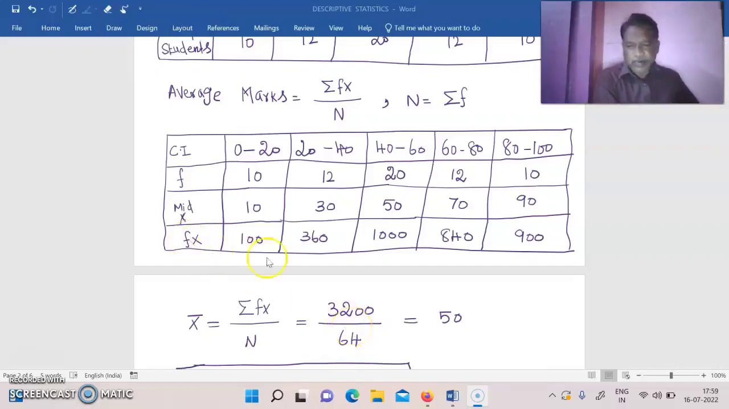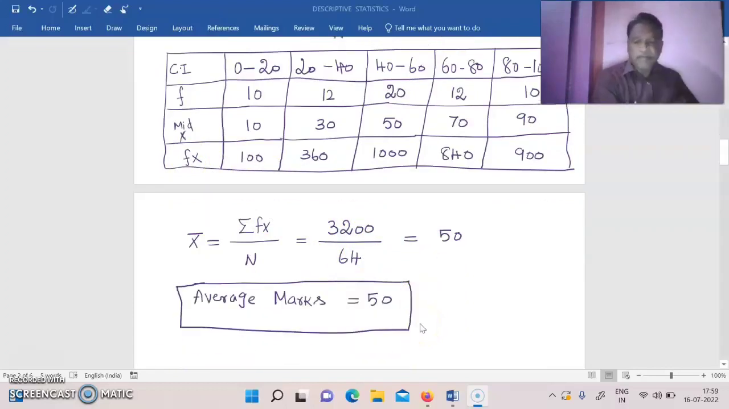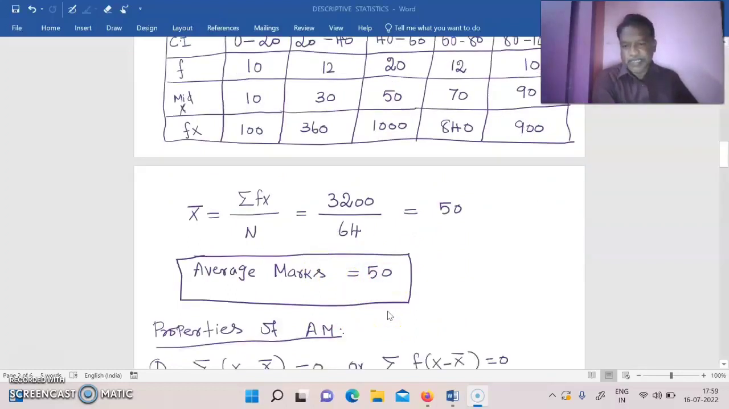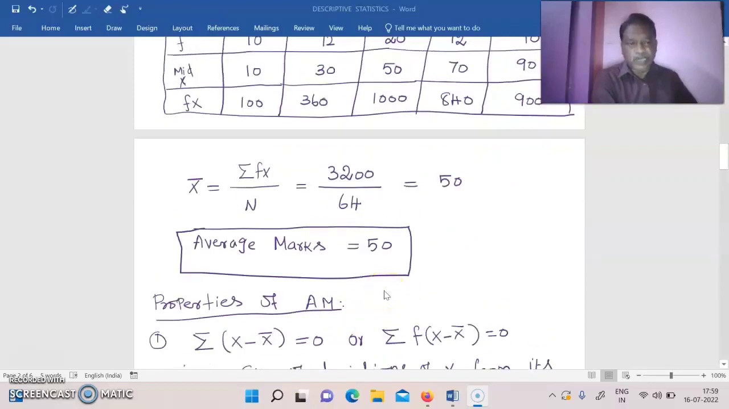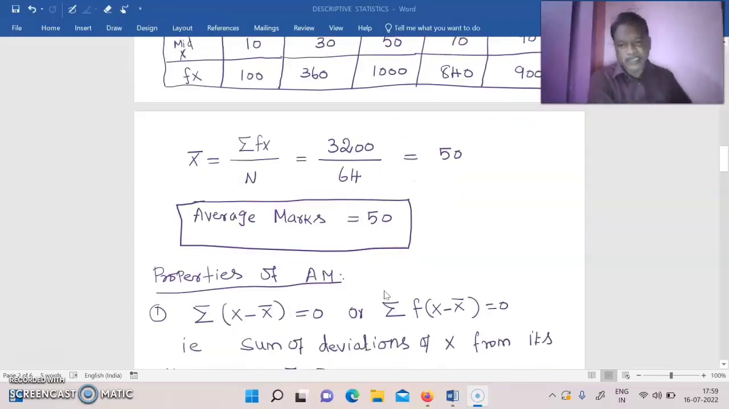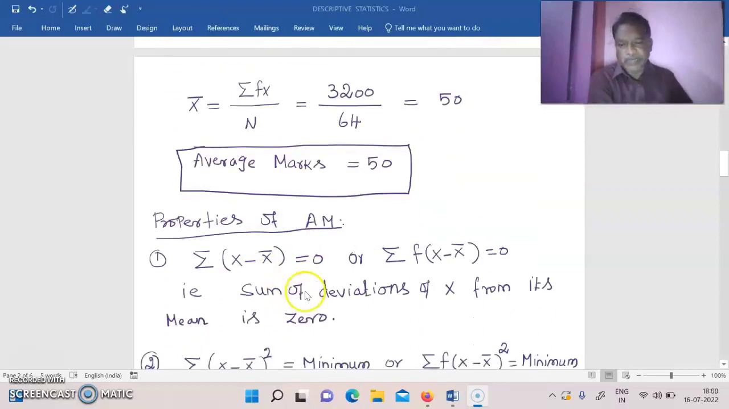Then you sum up all the frequencies, it gives us 64. So 3200 divided by 64 is equal to 50. Then the average marks for 64 students is 50. Now, these problems are given in order to understand how to calculate the arithmetic mean for the given data. Now we go to the properties of arithmetic mean.